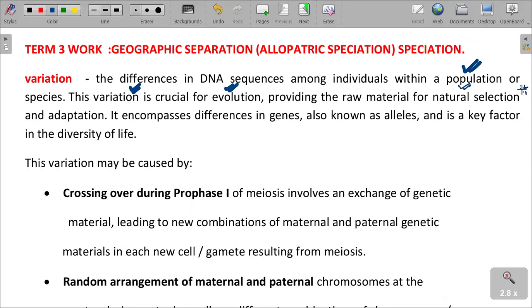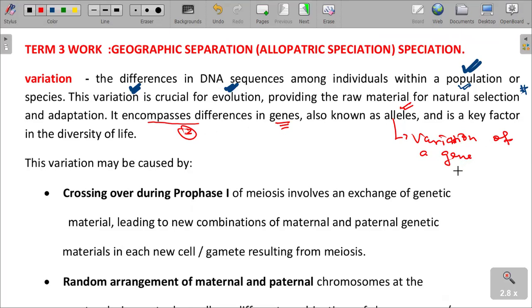Natural selection is actually possible because of variation and also adaptation. So variation encompasses differences in genes. It encompasses differences in what? In genes of organisms, also known as alleles. Remember, an allele is just a variation of a gene. The variation of a gene is what we call alleles.